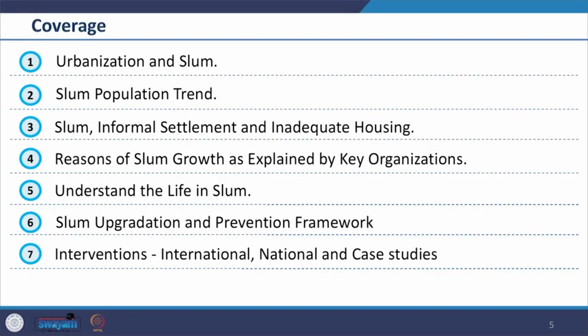So accordingly, the coverage would include, to start with, we are going to first explore the link between urbanization and slum. Thereafter, we will look at slum population trend, how it's happening across the globe. Then we'll further try to understand the term slum. We will try to look at the difference between informal settlement, slum, and what it means to say inadequate housing.